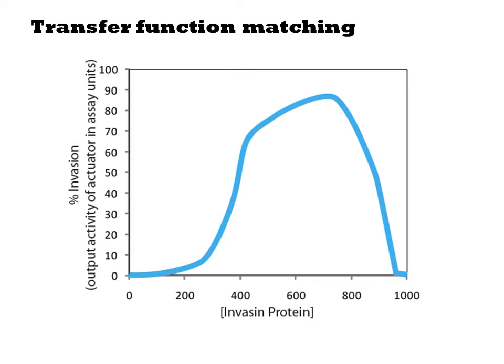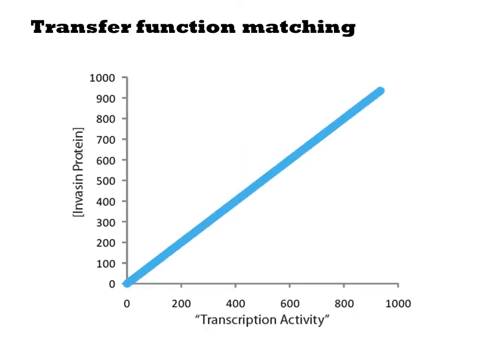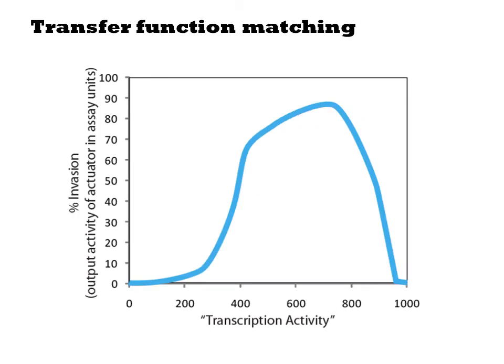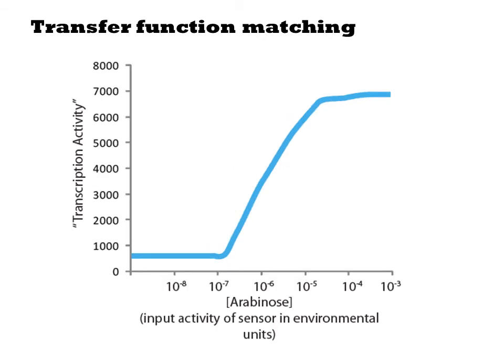Suppose this maximum occurs at a concentration around 700 proteins. We've seen that in the absence of additional translational control, protein expression levels are usually linear with respect to transcription activity. Thus, we can describe the actuator's transfer function in terms of input transcription activity, and let's suppose that this reaches a maximum around 700 transcripts per cell. Similarly, we can describe the transfer function of the PBAD promoter system in terms of the transcript it generates as a function of input arabinose concentration.